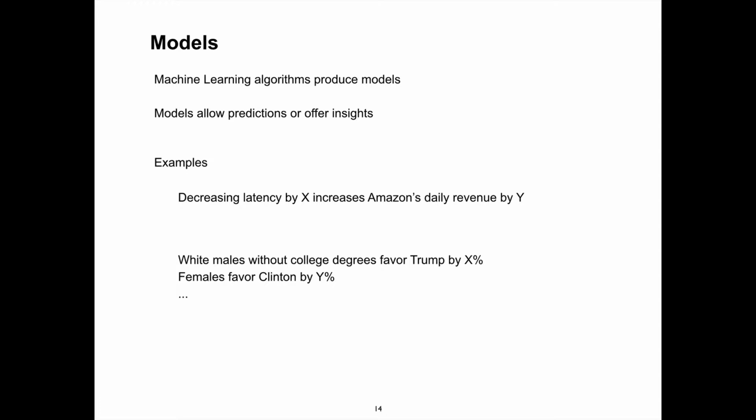We can also model the electorate. We sampled them, and we know that certain types of people will favor Trump by a certain percentage. Right? It's a model. But models are just approximate, right? That's not the real thing.